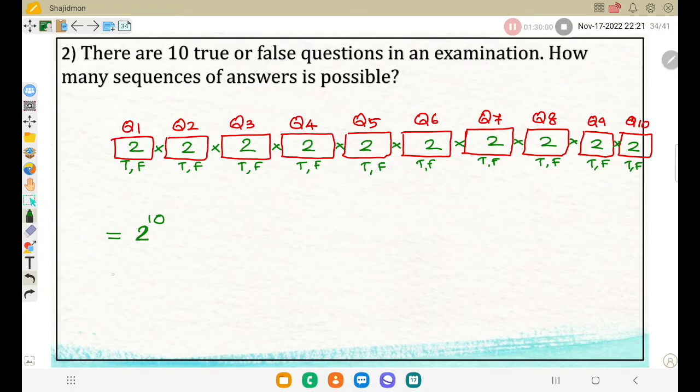2 power 10. What is 2 power 10? 1024. 2 power 10 means 1024 possibilities. 1024 sequences of answers are possible. Hope you understood that one.